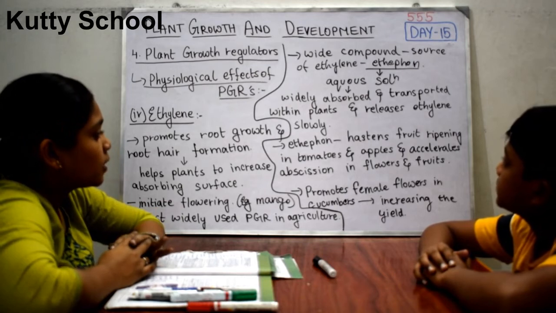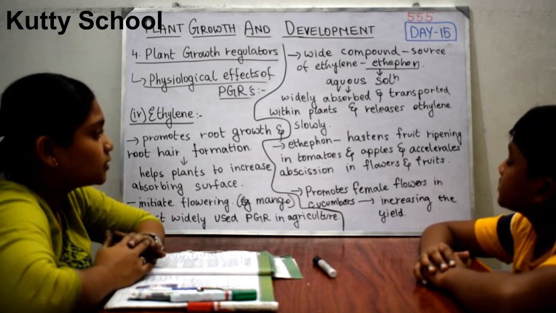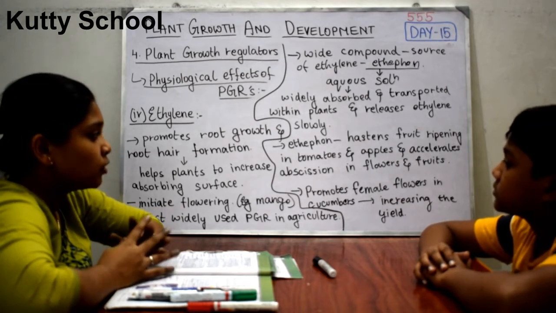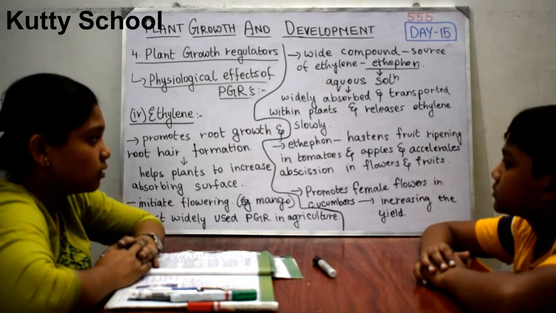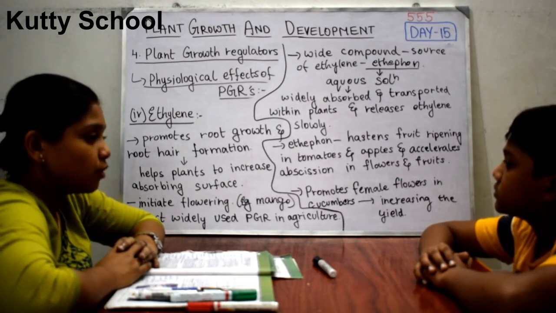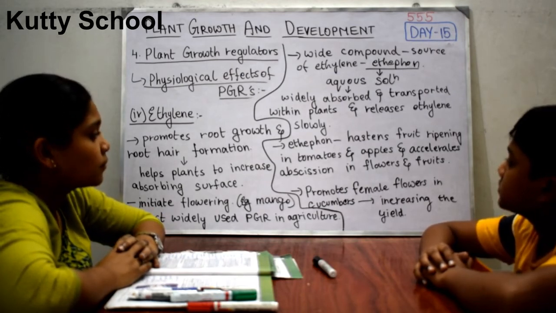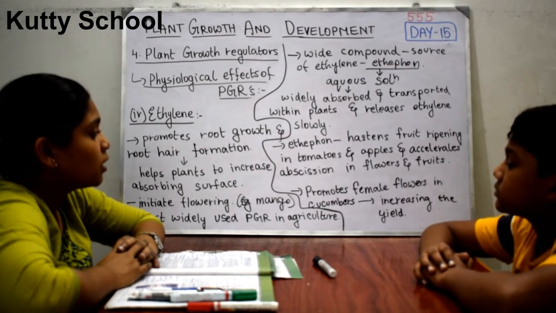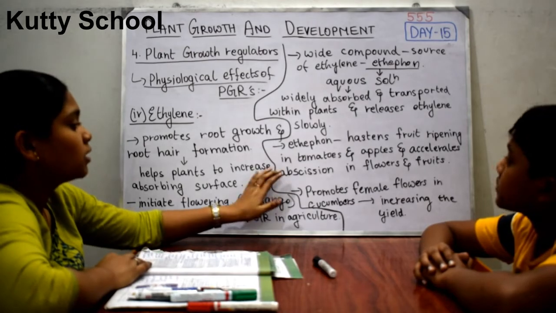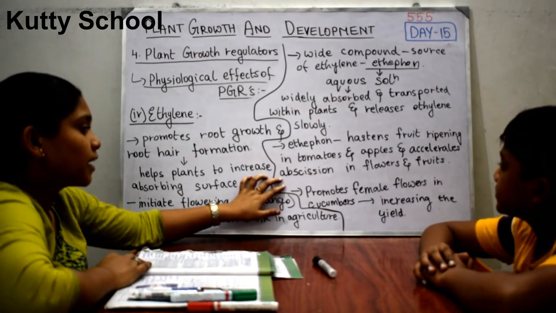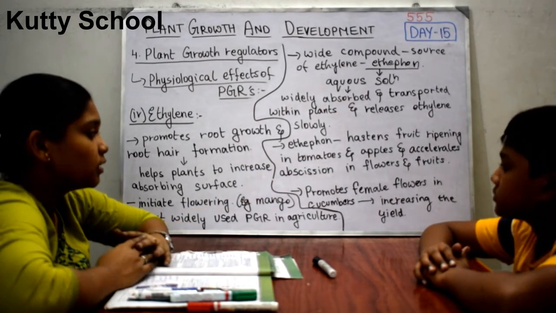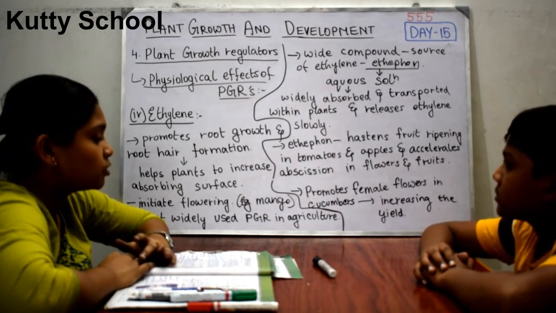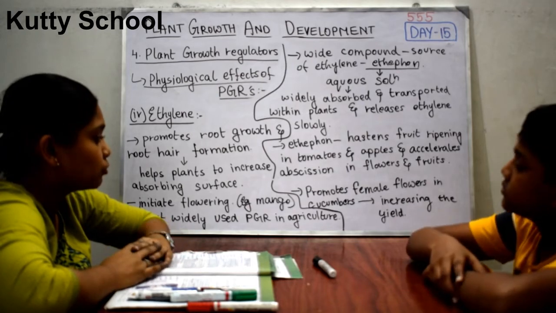So ethephon hastens fruit ripening in tomatoes and apples. It ripens faster if ethephon is applied to the plants. And it accelerates abscission of flowers and fruits. So this one promotes senescence, because accelerates means it hastens the abscission of flowers and fruits. Abscission is nothing but the shedding of flowers and fruits.